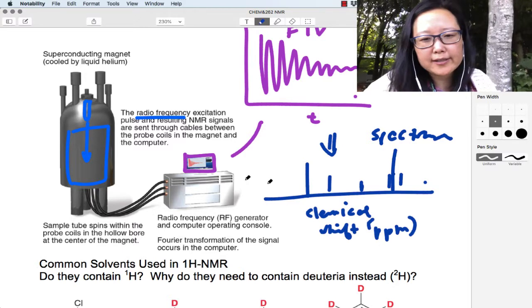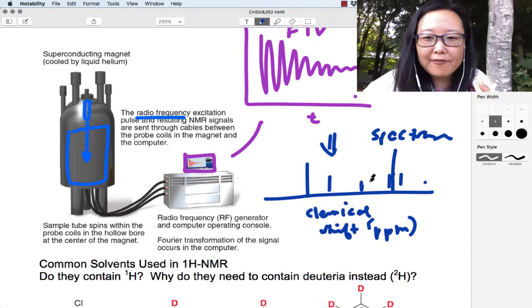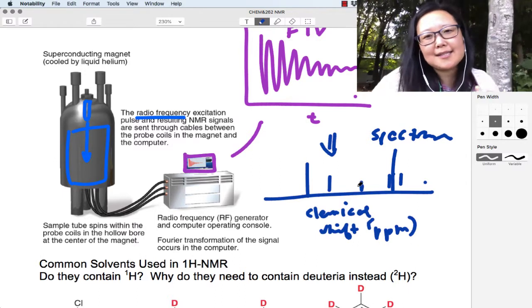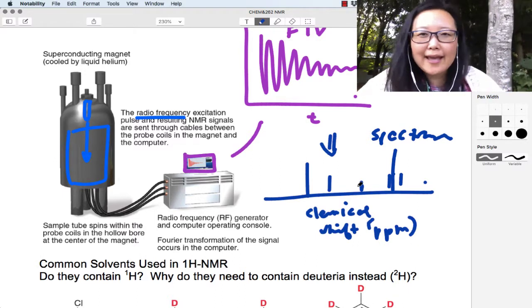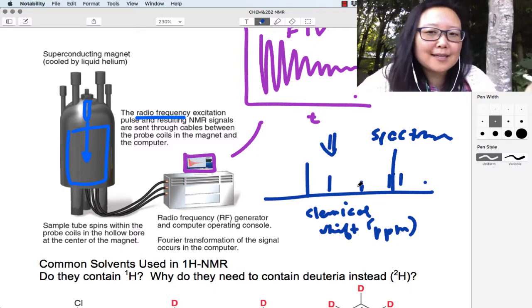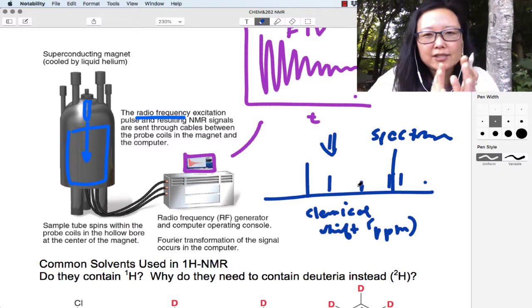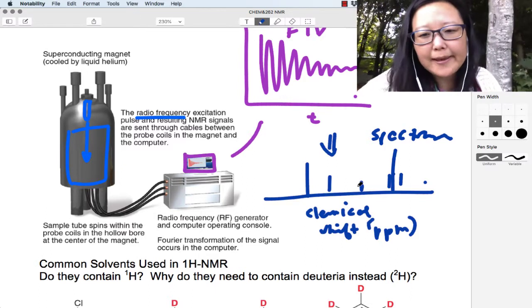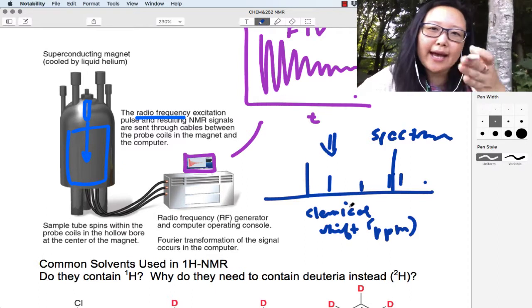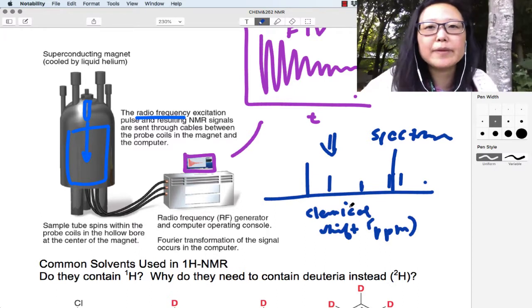So regardless of which magnet is used, I should be able to say this signal at 5 ppm corresponds to the same signal that they get at 5 ppm as well. It's just that because they have a stronger magnet, they have more resolving power. That is, their peaks are clearer and easier to distinguish from other peaks. But the idea is that I want the x-axis to be normalized. So whenever I'm talking about ppm, it's standard.